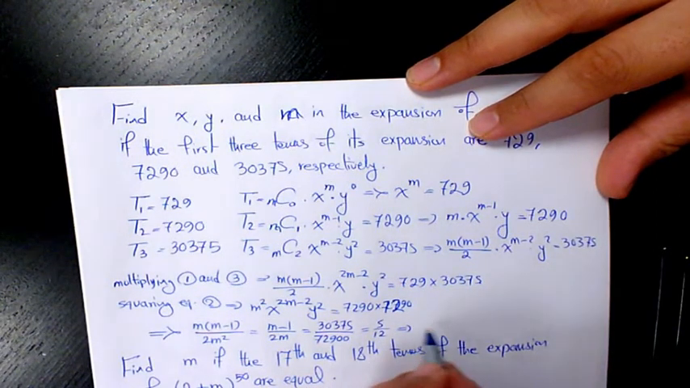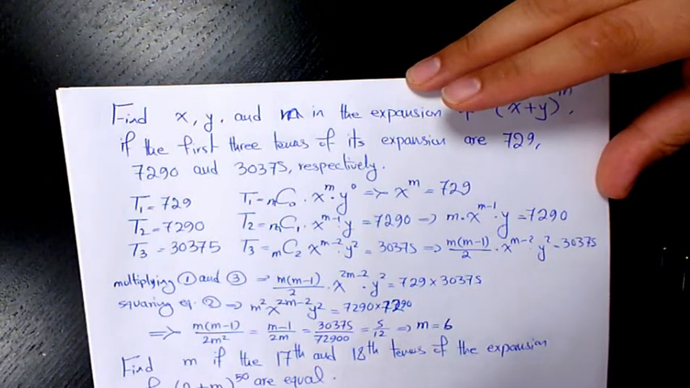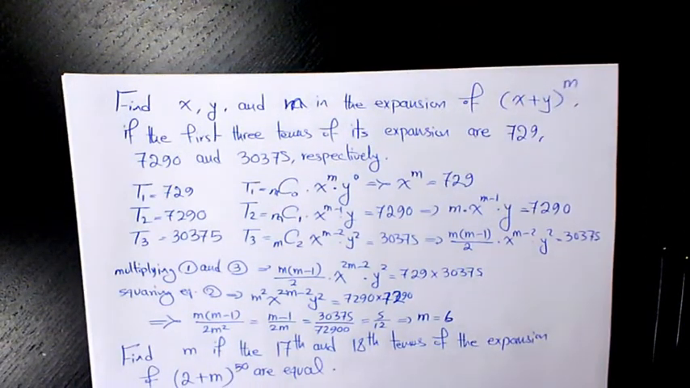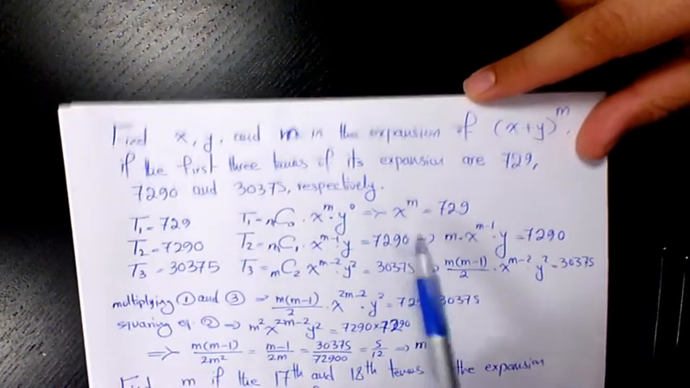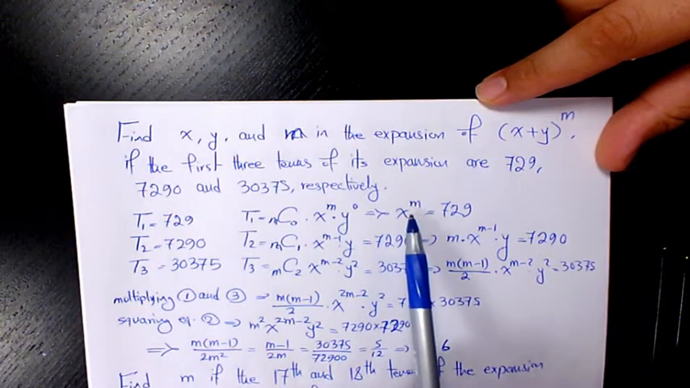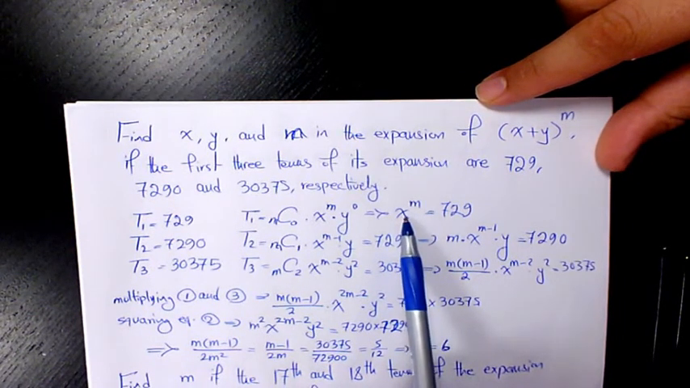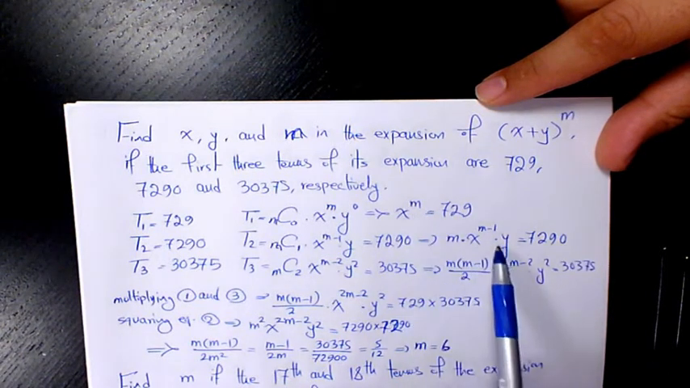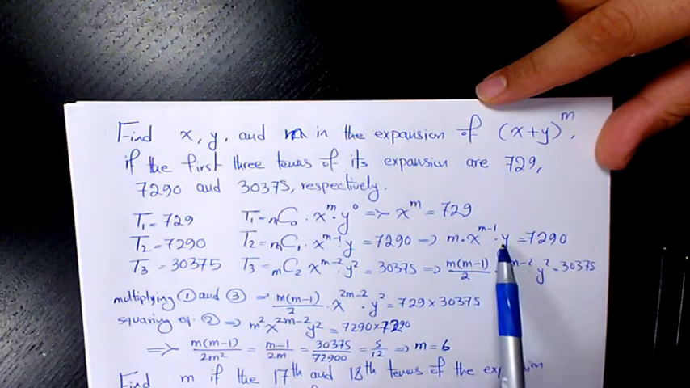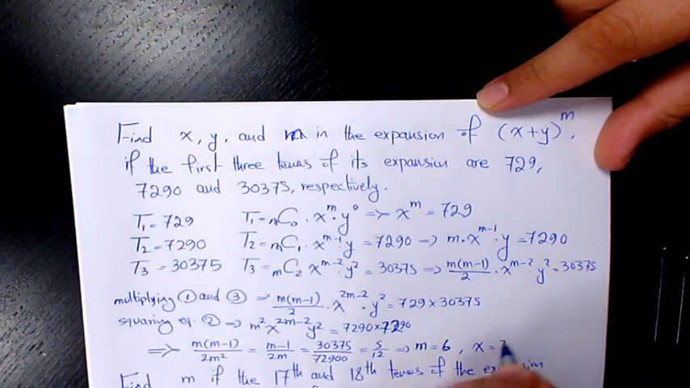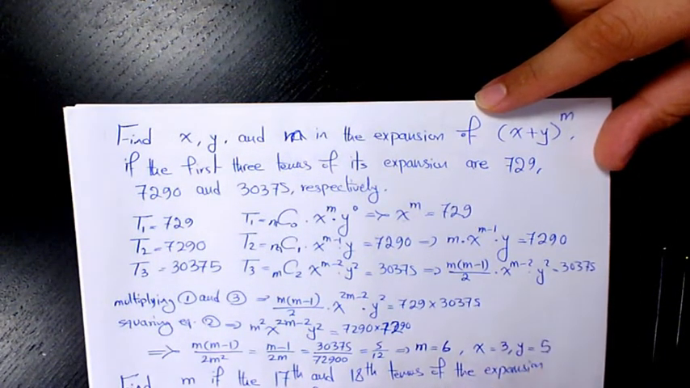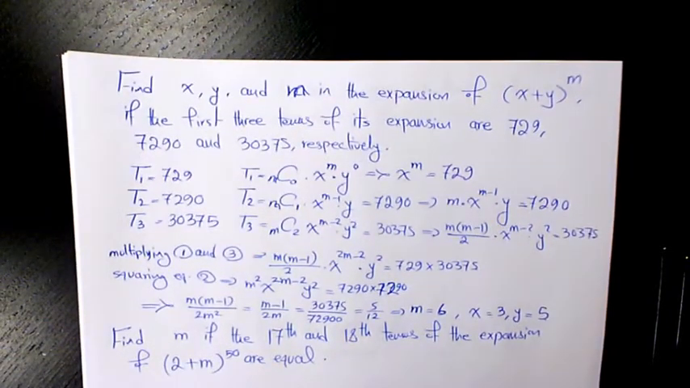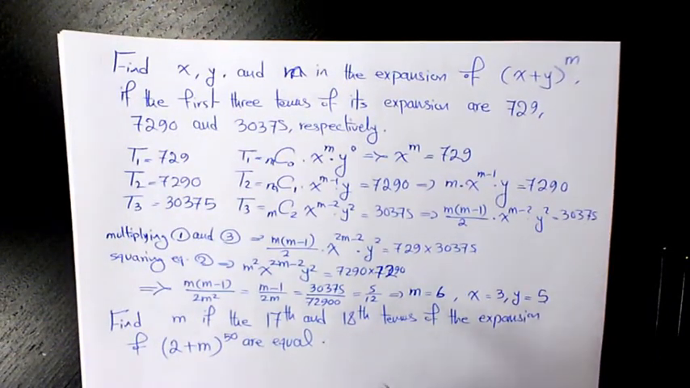It means that m equals 6. So m equals 6, and when we sub it in here, x is going to be 3, because 3 to the power of 6 is 729. And when you sub m and x in here, you can find y. So y will be 5. So x is going to be 3, y is going to be 5. And that's going to be the final answer.